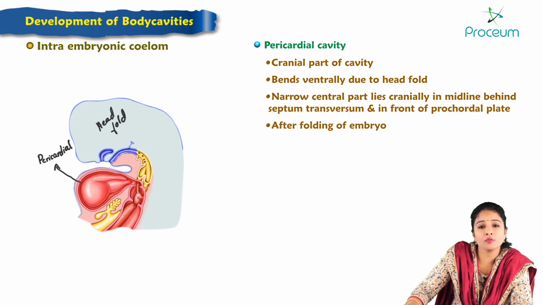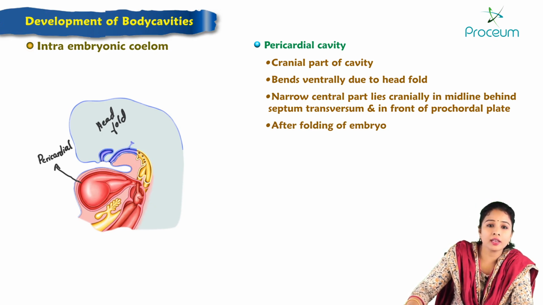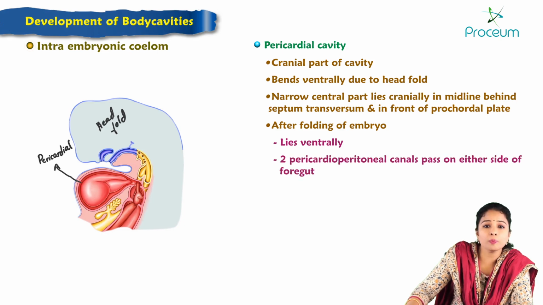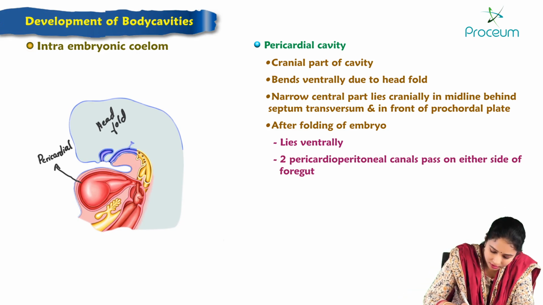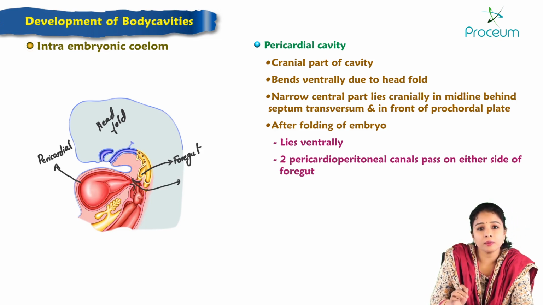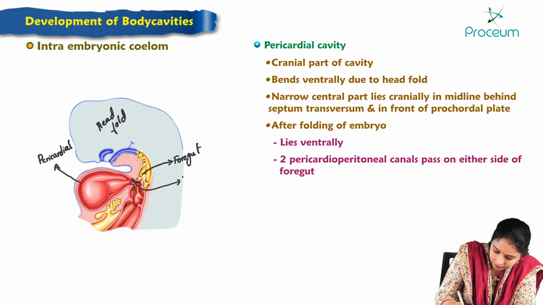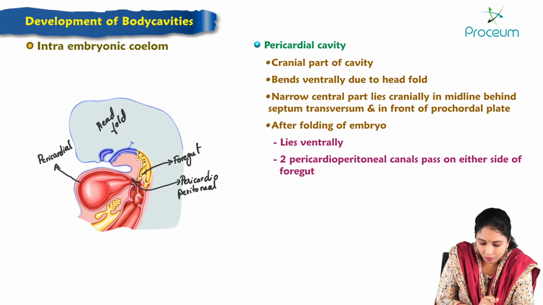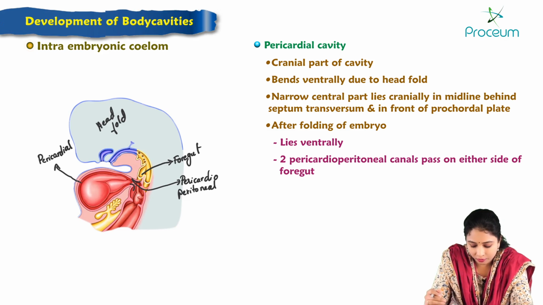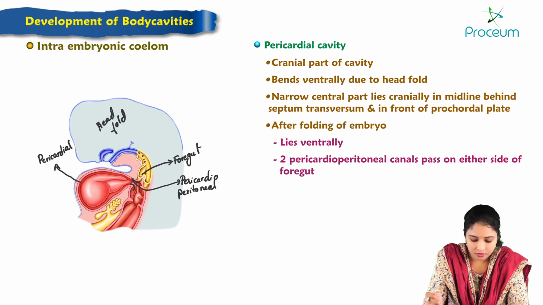After folding of the embryo, the pericardial cavity lies ventral and two pericardio-peritoneal canals pass on each side of the foregut. This is the developing foregut, and this is the pericardio-peritoneal canal. One side of the canal we are seeing. Similarly, on the other side of the foregut it also communicates. So there are two pericardio-peritoneal canals which pass on either side of the foregut.